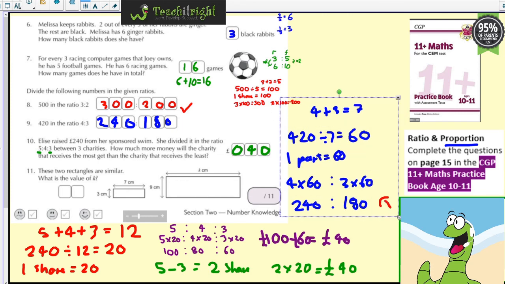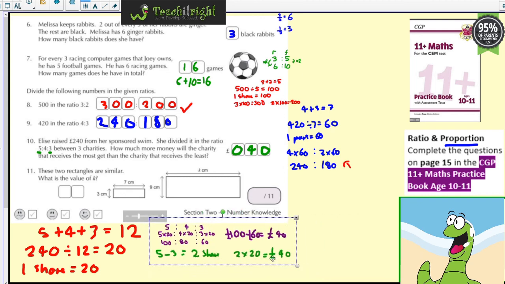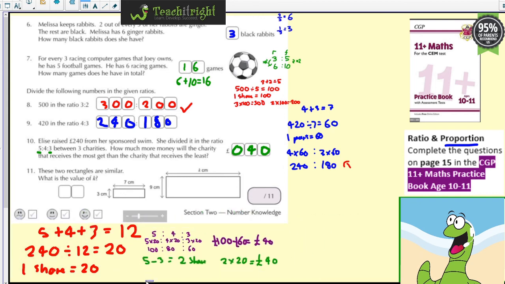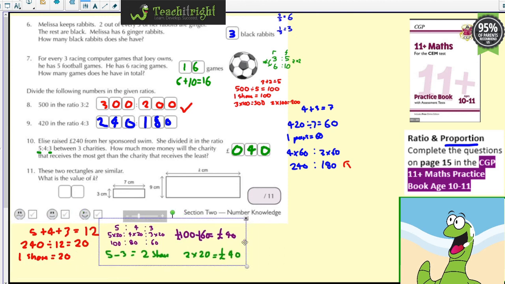I think that's a really good question, actually. I like that one a lot. And it's maybe the first time you've seen the triple ratios, and again, you just treat them the exact same way as any other. So please don't be fazed by that at all. Number 10, it works the same way.